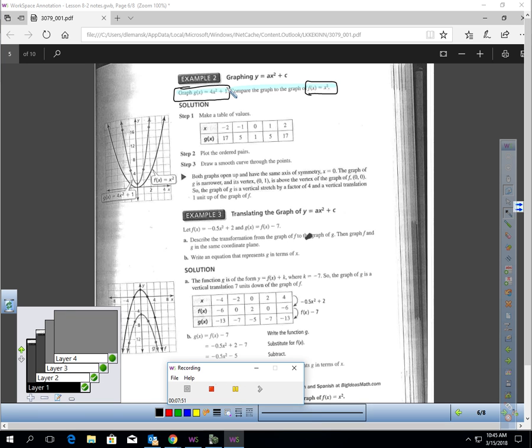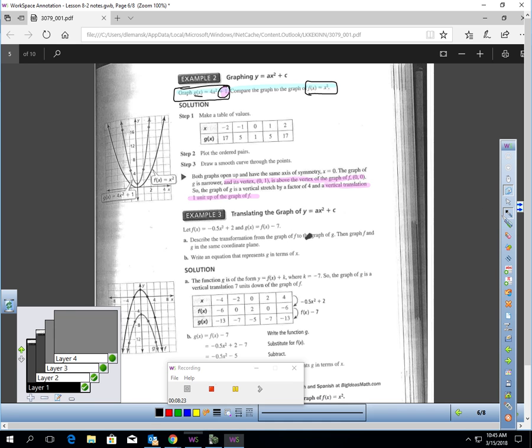Okay, let's start here. We're adding 1 to g of x. Well, adding 1 is going to translate this 1 unit up and make the vertex (0, 1). So let me highlight that, okay, so you can see that here. The vertex is (0, 1). Okay, it's been translated 1 unit up. That's what the plus 1 tells me.